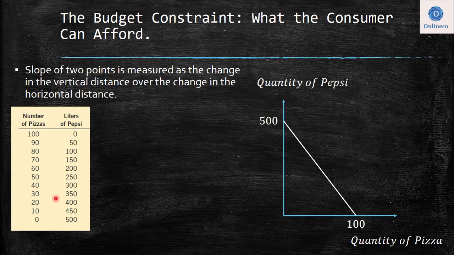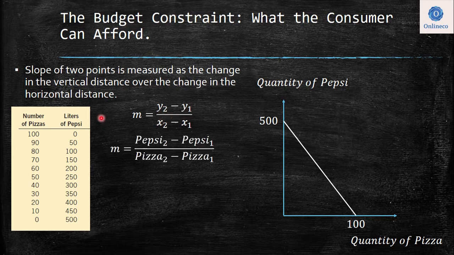So here we have the quantities, so you can express the slope as the change of y over the change in x. So y is Pepsi. So in order to understand better, Pepsi 2 minus Pepsi 1, pizza 2 minus pizza 1. Here is the first pair of points: x equal to 100, y equal 0. This is our first point. The second one is going to be 500 in y, and in x is going to be 0.